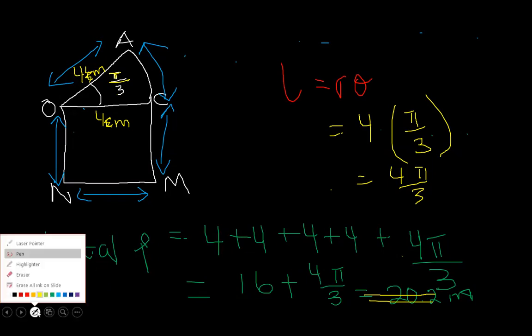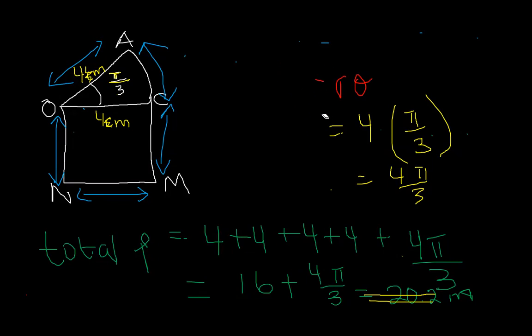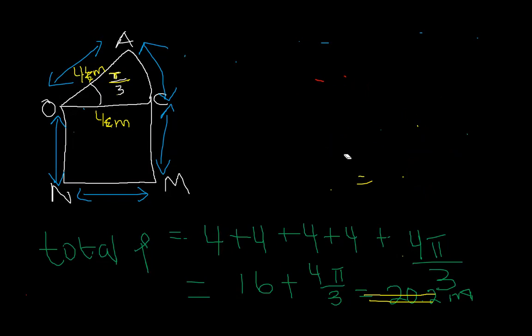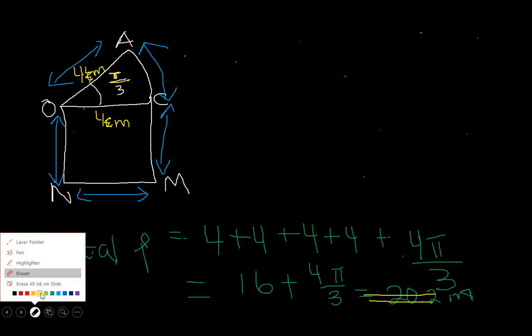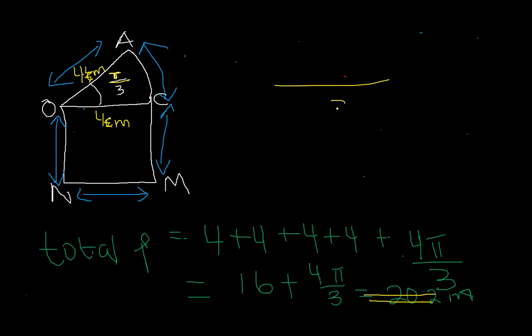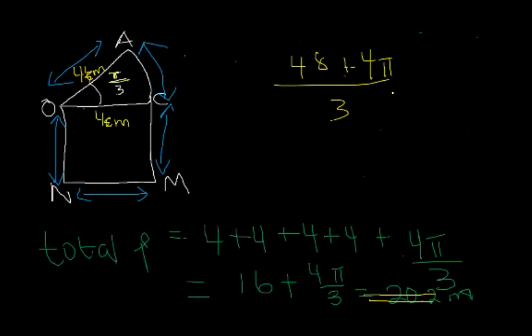You understand that? Yeah, makes sense, miss. Yes, miss. Okay. But you can write this as a single fraction. What do I mean? Find the LCM. So just add them, right? I would get everything on 3. That's 48 plus 4 pi. So I can write this as my answer, 16 plus 4 pi on 3 meters, or I could say 48 plus 4 pi on 3 meters. They're the same thing. Everybody good? Yes, miss. Nice.